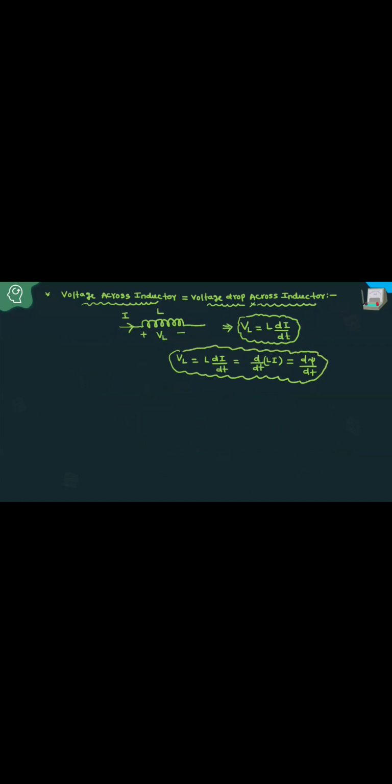Once you know the voltage across the inductor, then how to calculate the current through the inductor? Very important observations. Once you know the voltage across the inductor, I am calculating the current through the inductor. Then VL equal to L into di by dt. From this, di equal to VL by L into dt.